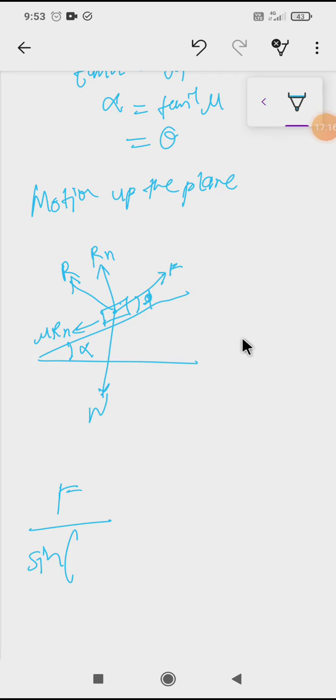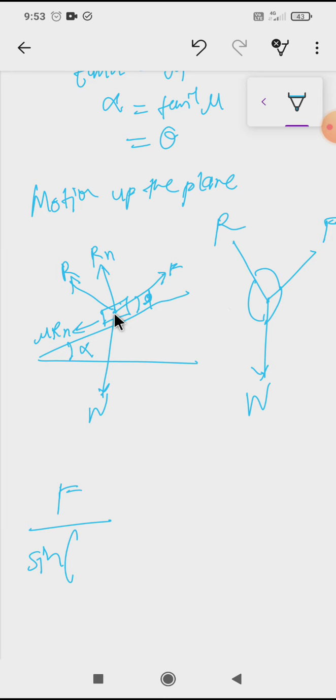So let me draw a free body diagram here to find the angles. Suppose this is R, this is F, and this is W here. So we want these three angles. We know that the total angle will be 360 here.